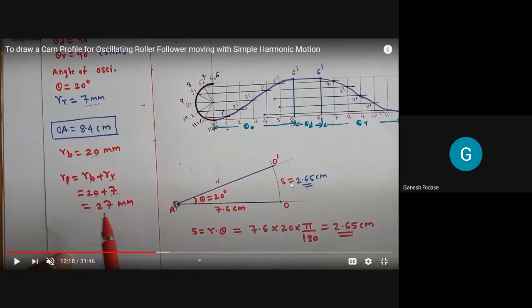See, as the oscillating roller follower, can anyone tell me? I've shown you that, but you are unable to understand. But okay, I think here it is. We know that the radius of the base circle is 20 mm. It is given to you, and we need to find out the radius of the prime circle, as it is a roller follower.